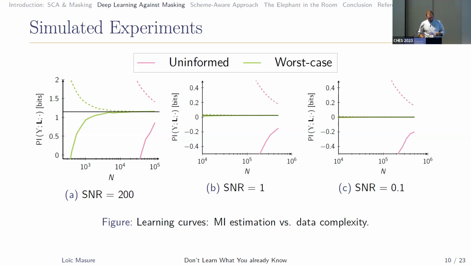The problem is that when you consider an uninformed adversary, you can see here what we call the learning curves. The idea is that you measure the amount of information that your model can extract depending on the amount of profiling traces you acquire at the oscilloscope. And we can see that in the worst case, you have a very fast convergence, whereas in the uninformed adversary case, you have a much slower convergence by several orders of magnitude.